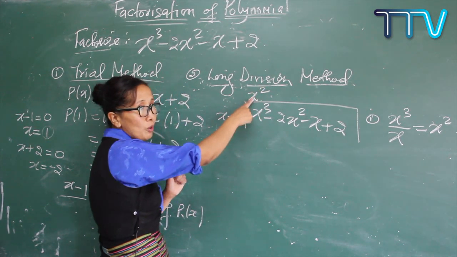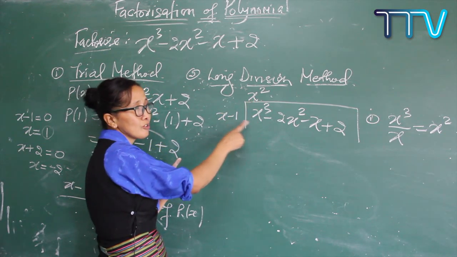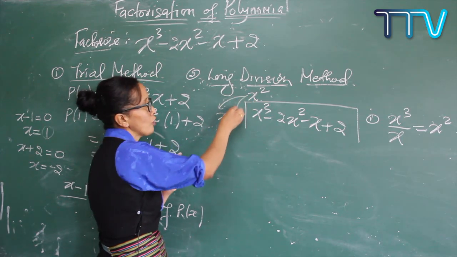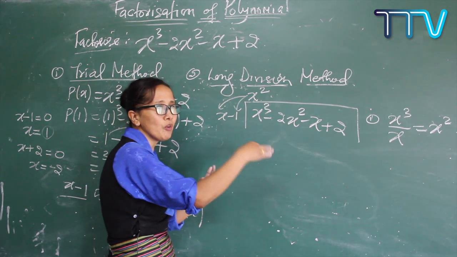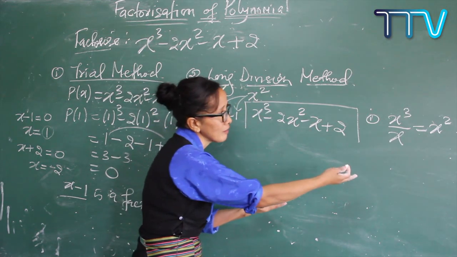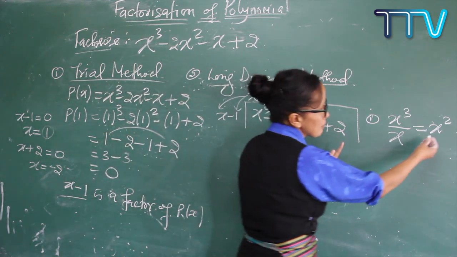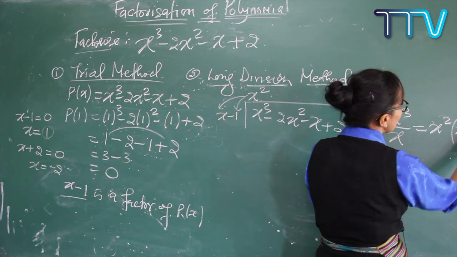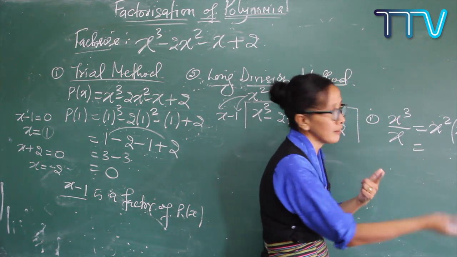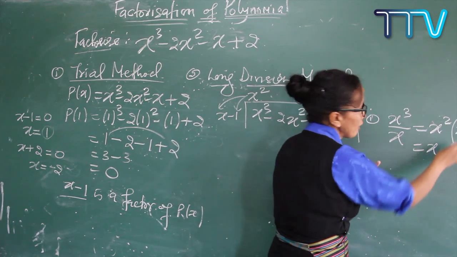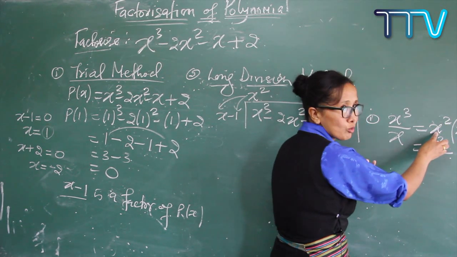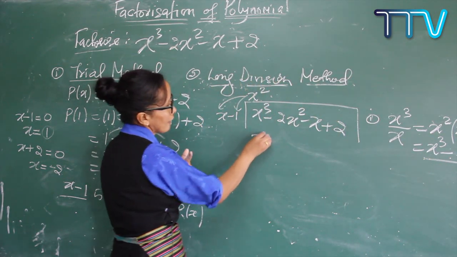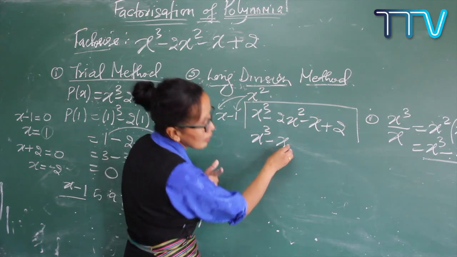See here, check whether you are getting it or not. x square and x, do we get x cube? Yes, exactly. Sometimes students can do it directly. If you know it well, you can do it directly. If you find it difficult, you can do it in rough like this. So you have to multiply x square by your divisor, x minus 1. Multiply x square by x you get x cube, and minus 1 times x square you get minus x square. So keep this over here: x cube minus x square.